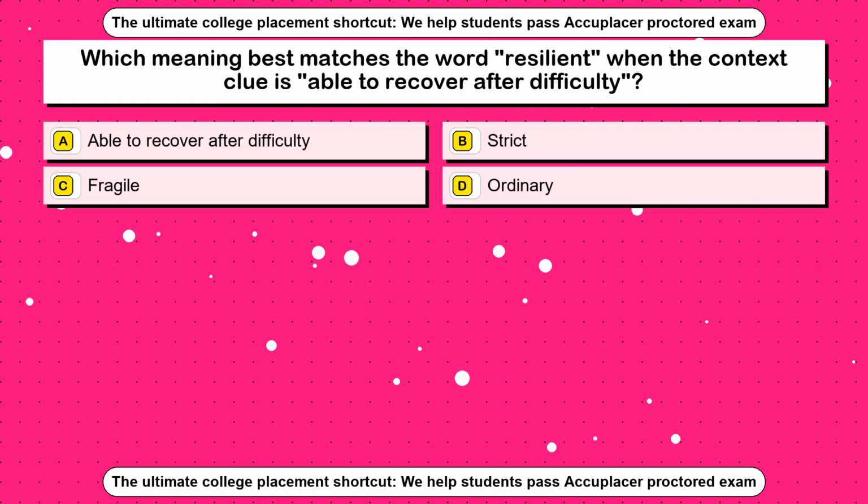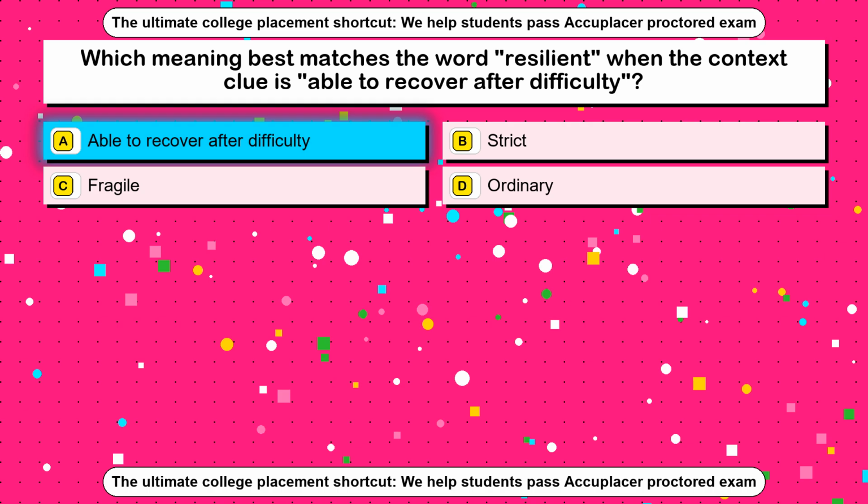Question 73. Which meaning best matches the word resilient when the context clue is able to recover after difficulty? Option A, able to recover after difficulty. Option B, strict. Option C, fragile. Option D, ordinary. The correct answer is option A, able to recover after difficulty.